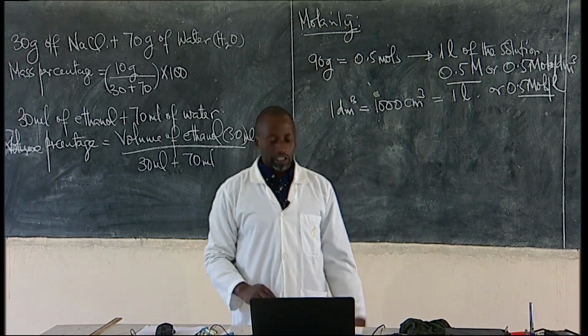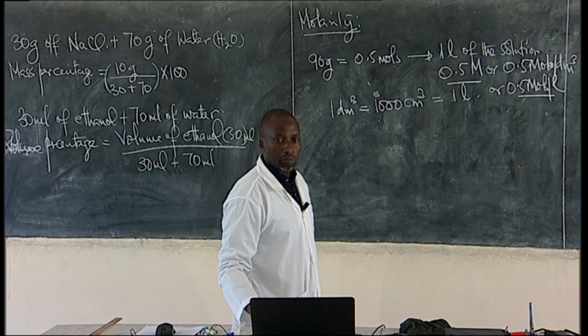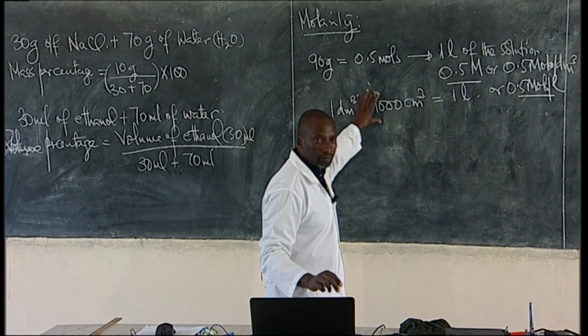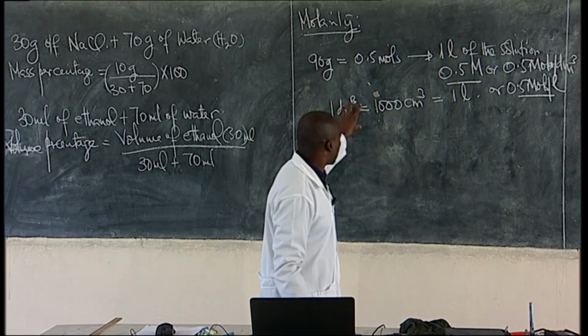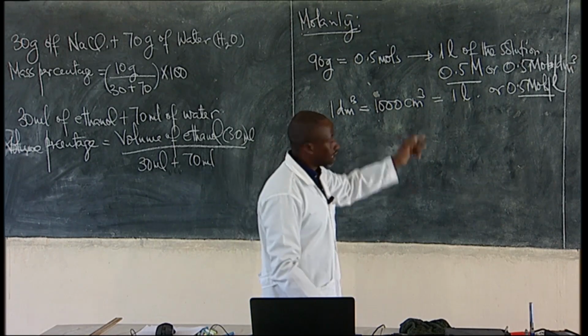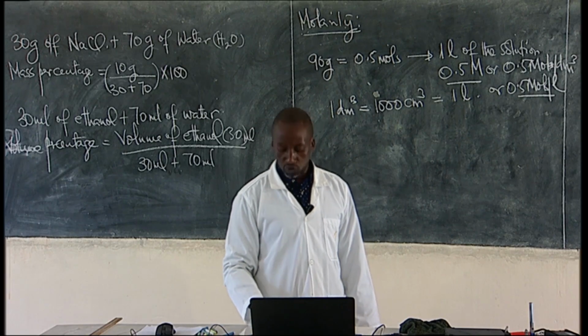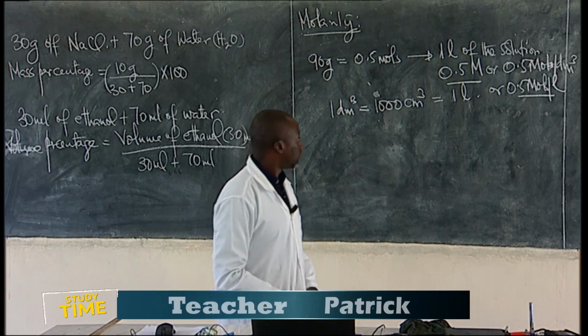Let's proceed. That is what I was just talking about. Please make sure you remember this, that 1 decimeter cubed is equal to 1,000 cubic centimeters and is equal to 1 liter. That is a very important note that you should not forget.